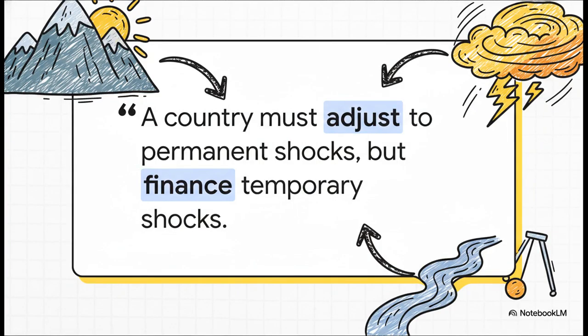So if you remember one thing, it should be this. You adjust to permanent shocks, but you finance temporary ones. That one simple rule has huge implications for how countries should think about managing their economies.